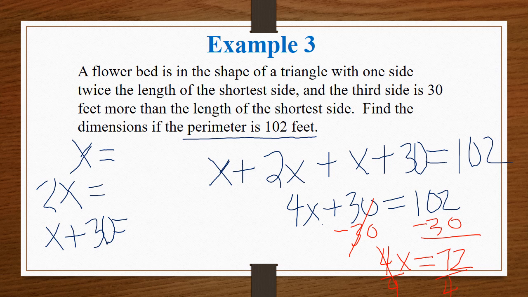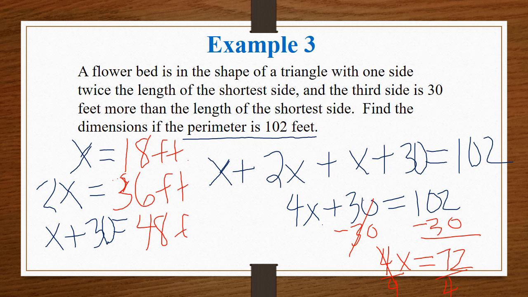And 72 divided by 4 is 18. So I know x equals 18. Can I find what 2x is? 2 times x is 36. And then 18 plus 30 is 48. Perfect. And so there are all 3 sides, and I forgot my units. We're measuring in feet. And that would be my answer.